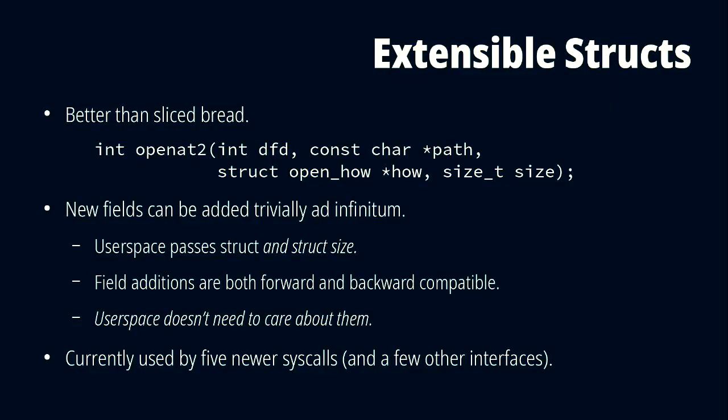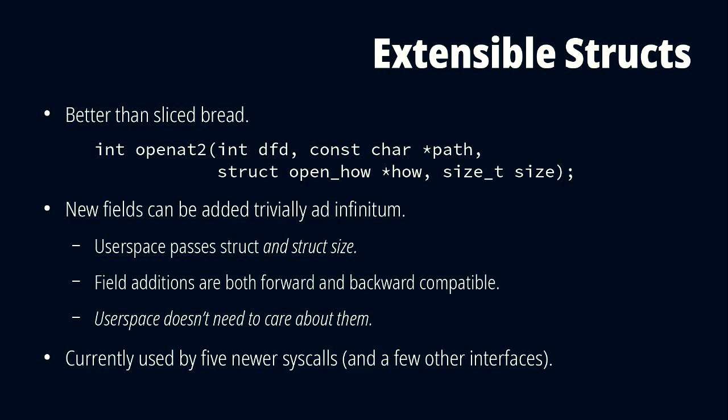So then we come to what I'm going to be talking about now, which is extensible structs. As I said, this is better than sliced bread. This is a way for us to avoid most of the problems with fixed size structs without making the rules overly complicated. I've given openat2 as an example, a syscall I worked on, which will hopefully be in 5.6. Effectively, you pass dfd and a path, just like open.